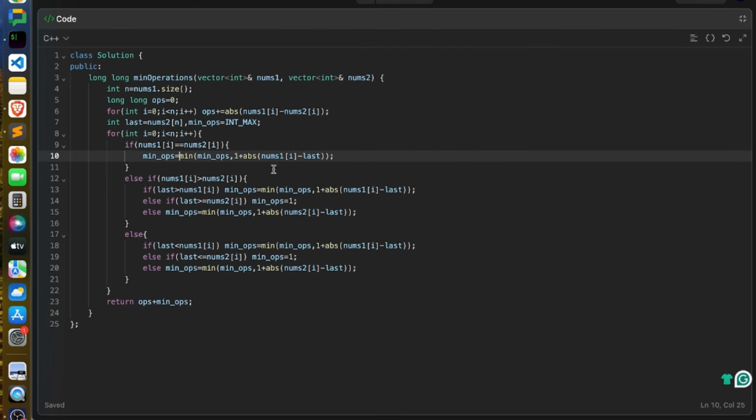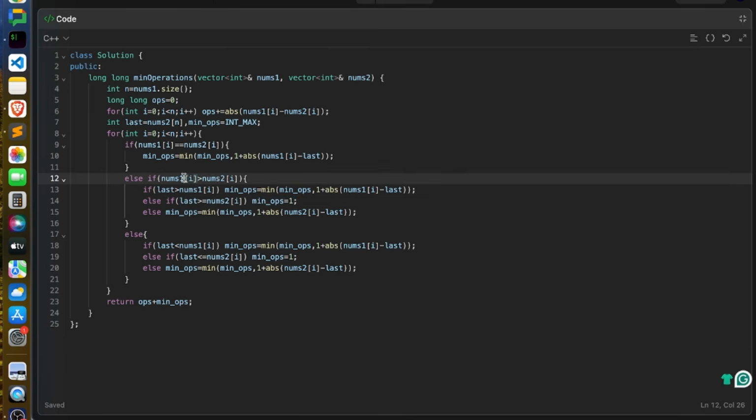If they are both the same, the operation is going to be the minimum of 1 plus 1, because I have to do the append operation, plus the difference of nums1 of I and last, because after that we have to do either an increment or decrement operation. And if nums1 of I is greater than nums2 of I, just check where last is present. If your last is present in between the range, your operation is going to be 1, right? Because we anyway have to convert nums1 to nums2.